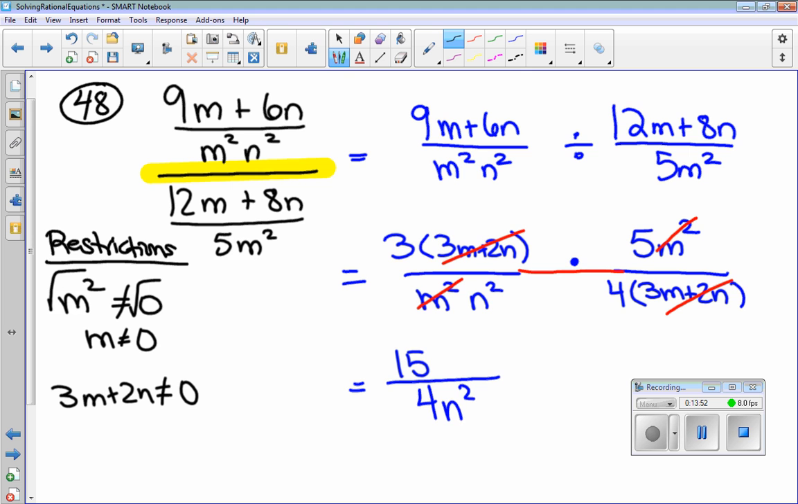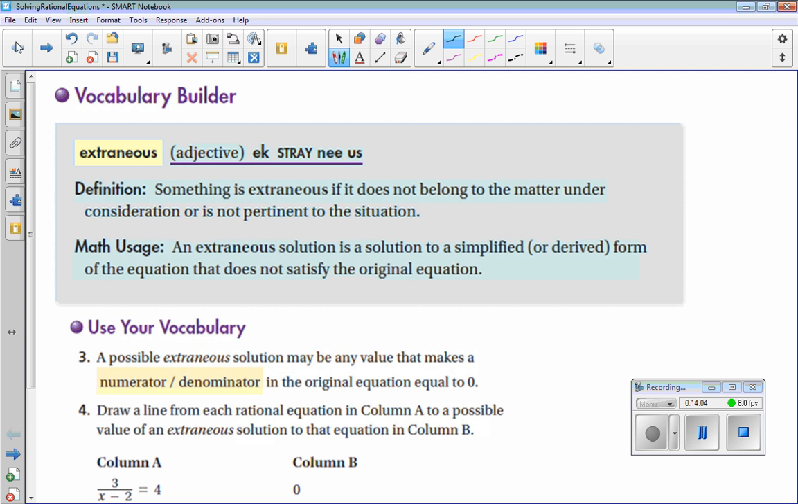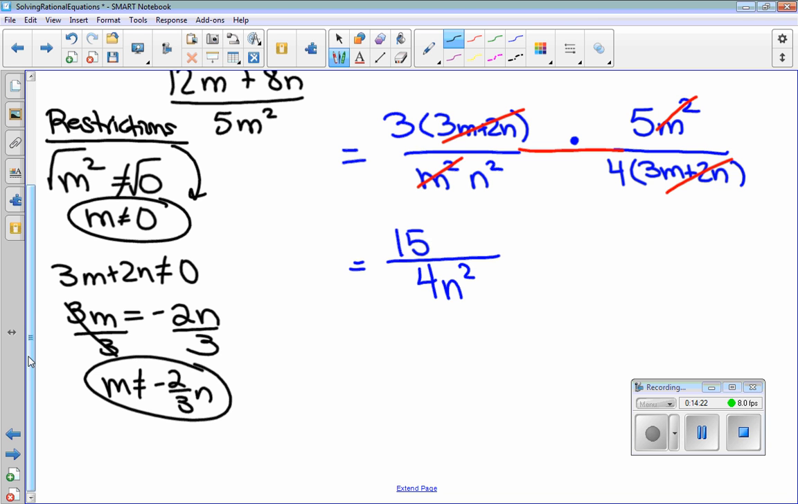Let's see what the book said. They said, well, m can't be 0. M can't equal negative 2/3 n. So they solved it for m in both cases. That's fine. So in other words, they solved this for n. So m can't be negative 2/3 n. That's all right, because 3 times 5. So what about the 3 times 3? That canceled. That's why it's there.